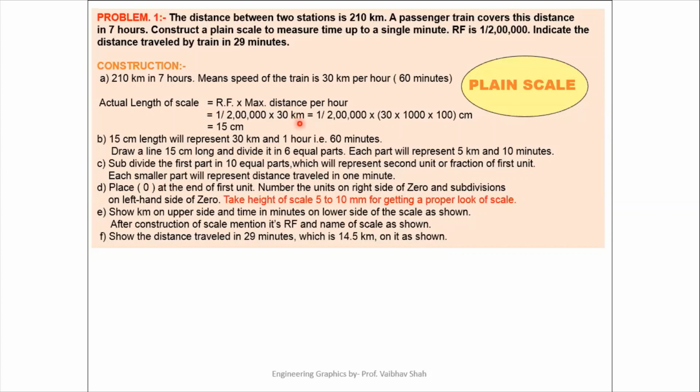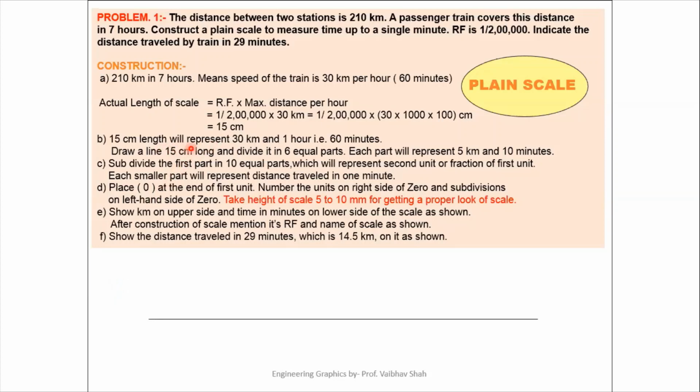So we know that 1 kilometer is equal to 1000 meters, and 1 meter is equal to 100 centimeters. So we'll convert these 30 kilometers into centimeters. After solving this, we get 15 centimeters. So we will draw one actual length of scale of 15 centimeter long. Let us draw one scale of 15 centimeter long.